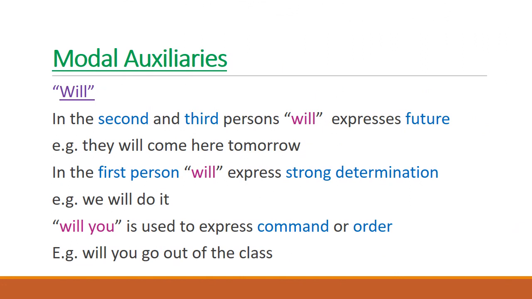Will in the second and third persons expresses future. So here the example is, they will come here tomorrow. Here the third person they is used. With the third person, will is used. Therefore it is expressing future. They will come here tomorrow.